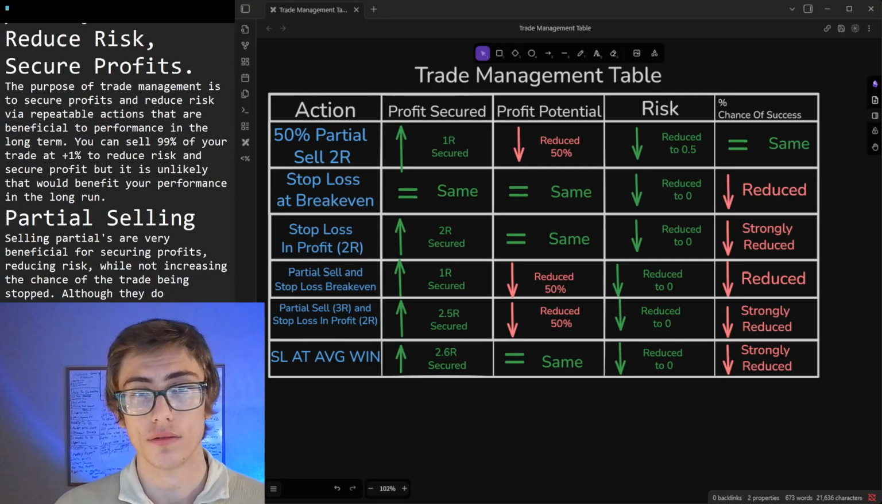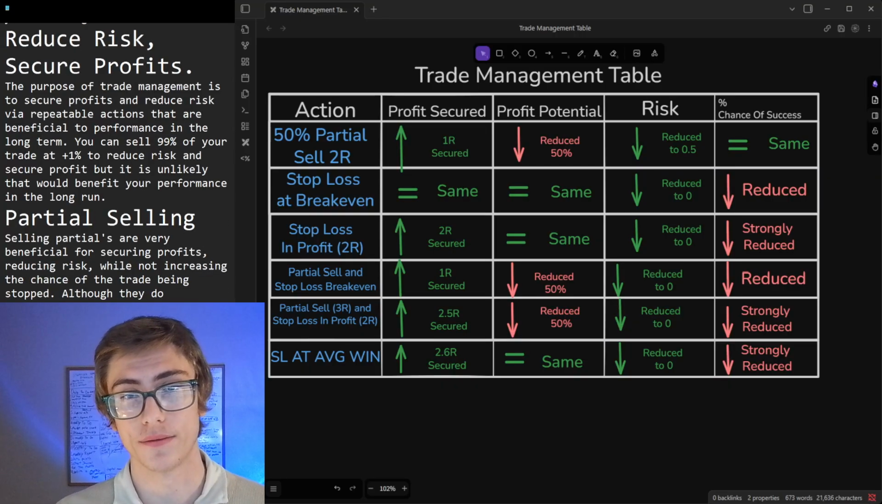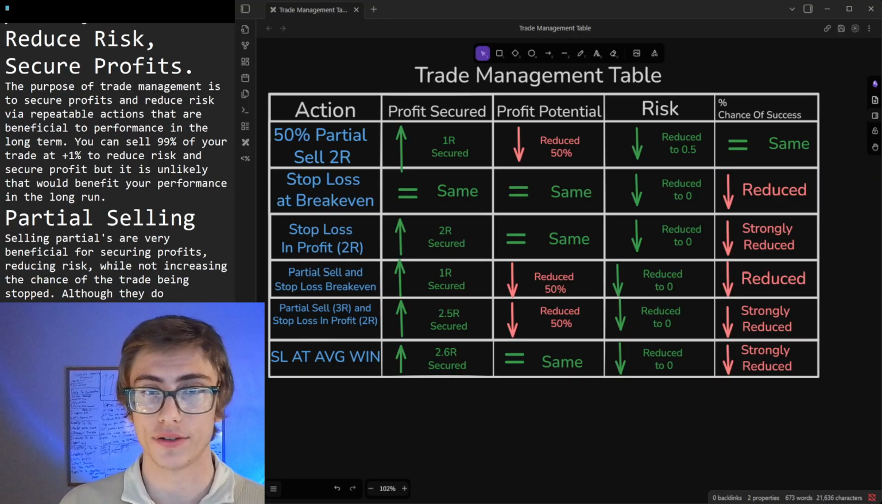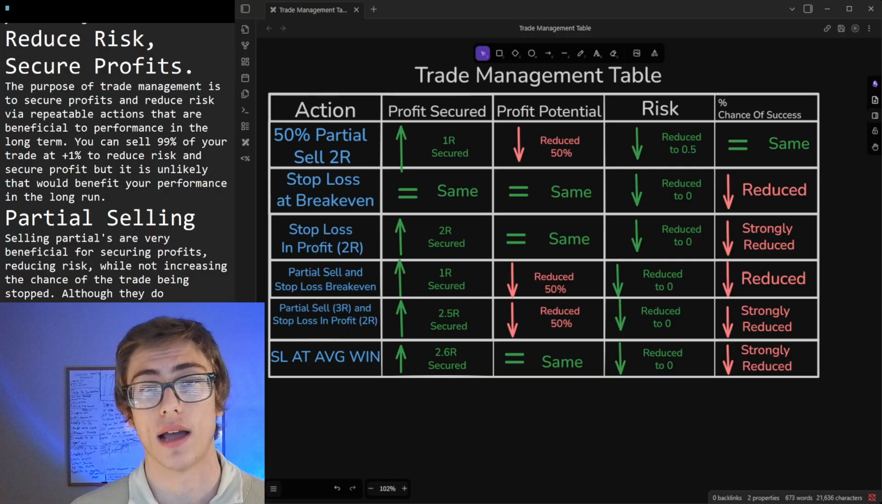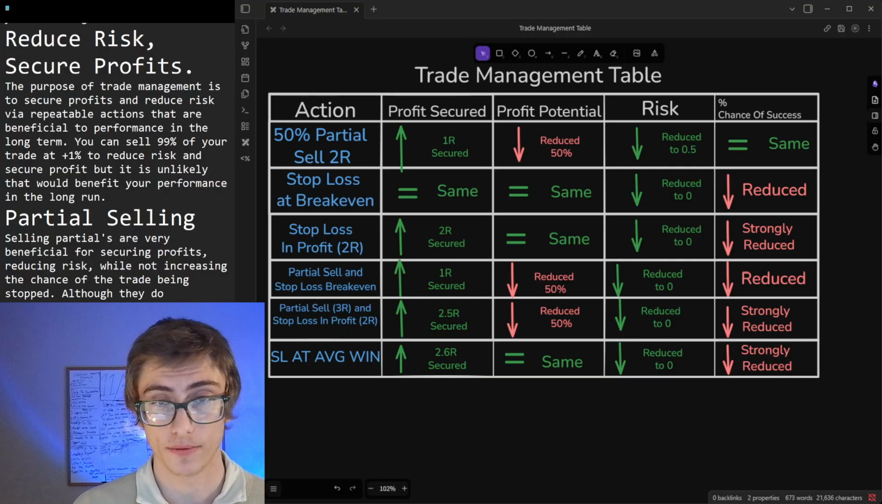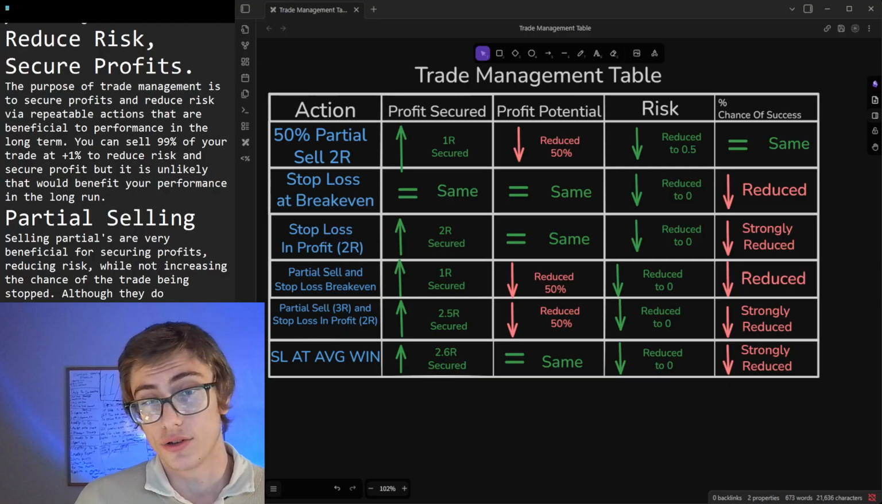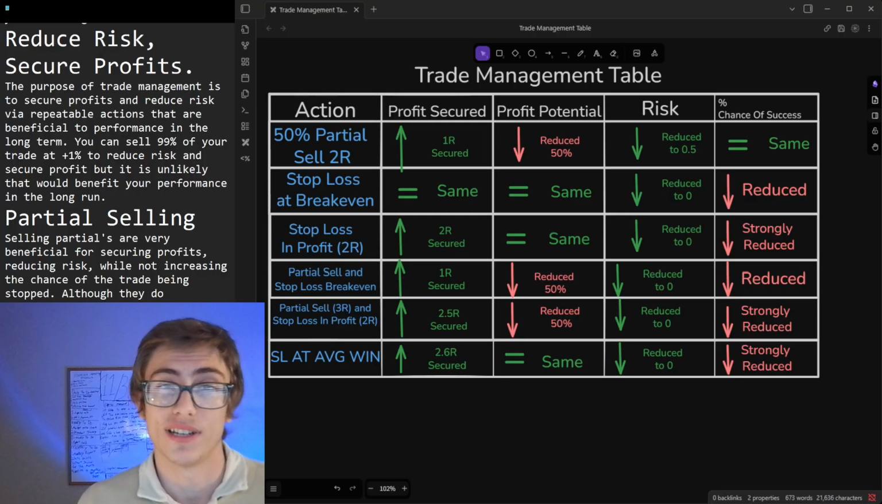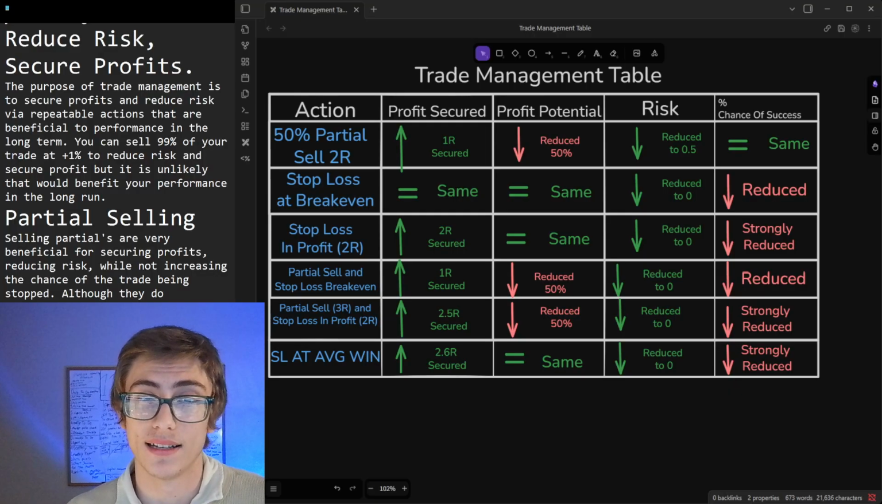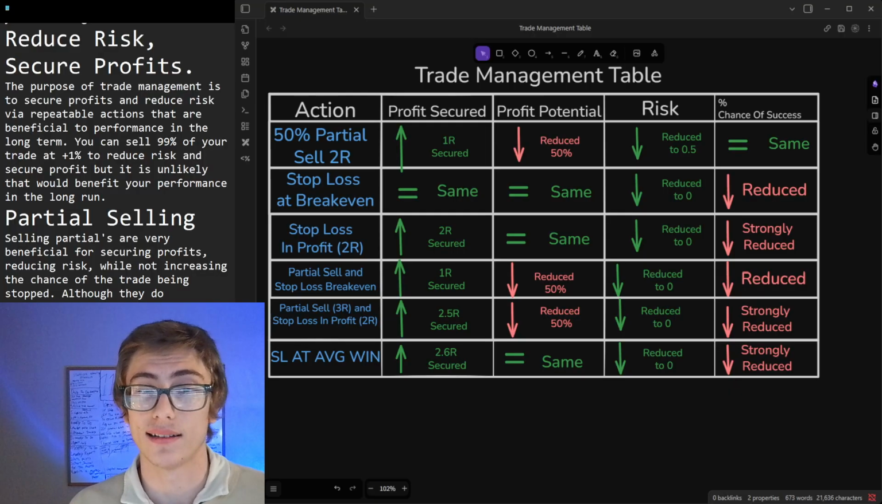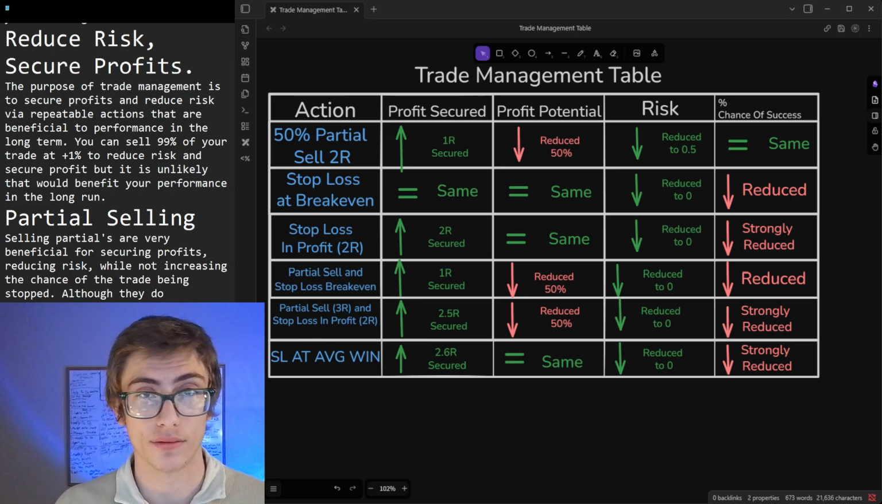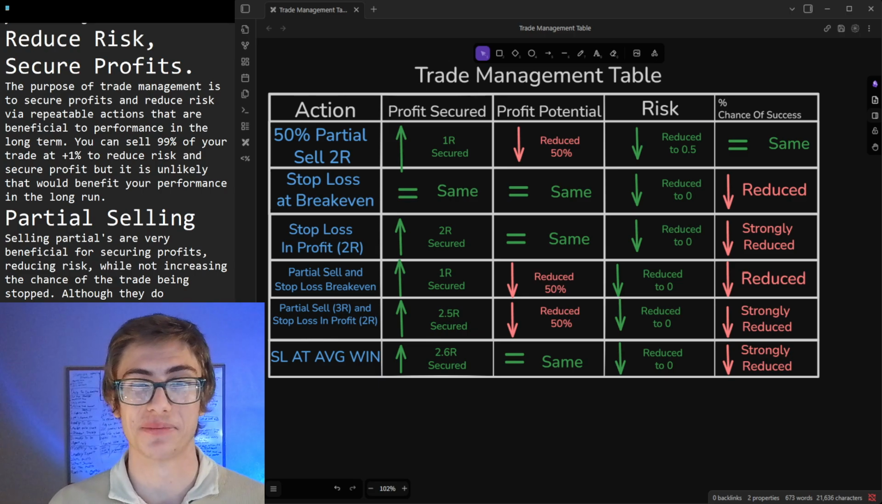So moving on. Reduce risk, secure profits. The purpose of trade management is to secure profits and reduce risk via repeatable actions that are beneficial to performance in the long term. You can sell 99% of your trade at 1% profit, but that is unlikely to benefit your performance in the long run. You're not going to be making much money doing that.